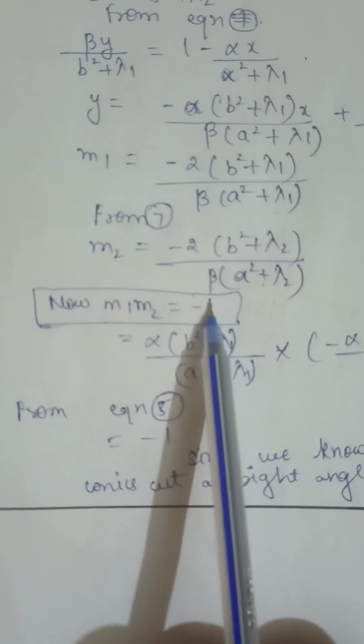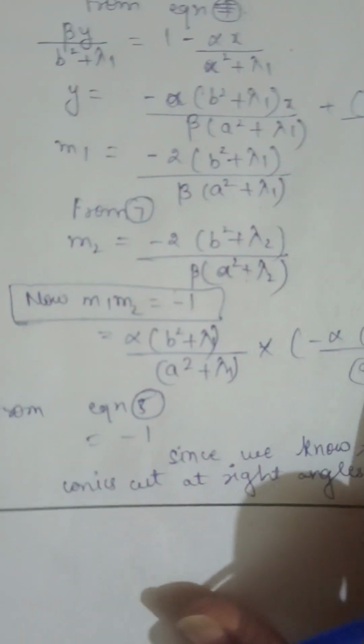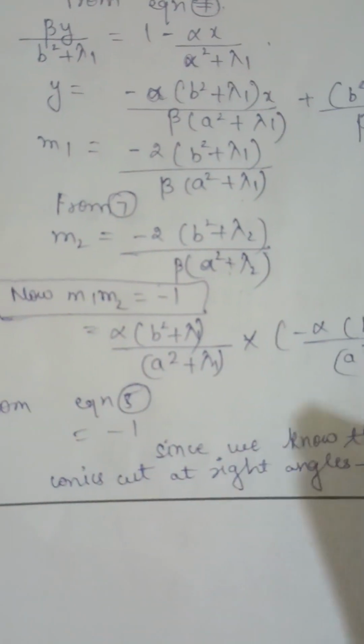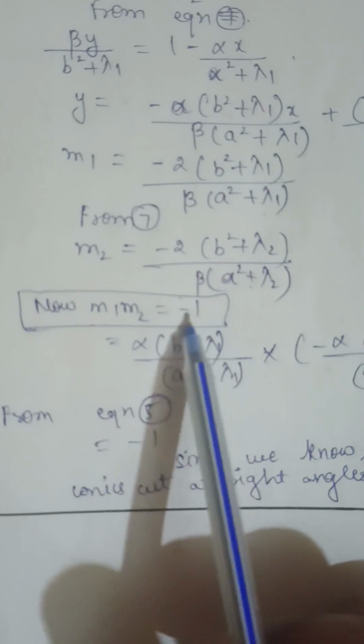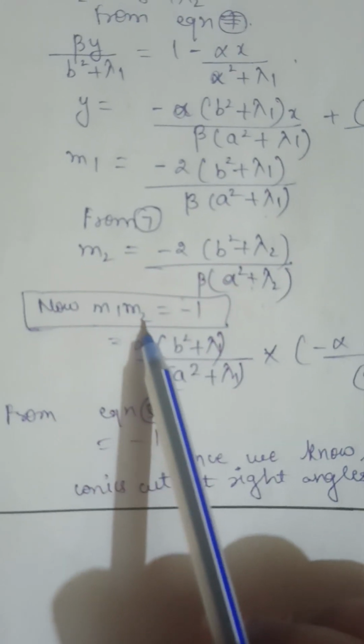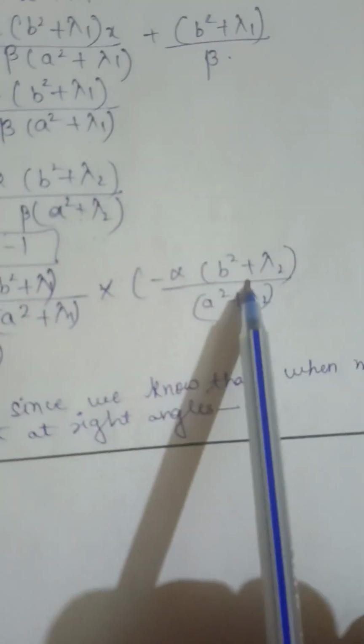Now we know that to prove that two lines intersect at right angles, similarly here we have to prove two confocals intersect at right angles. We will have to prove m1 m2 is equals to minus 1. Now the value of m1 is written here, value of m2 is written here.